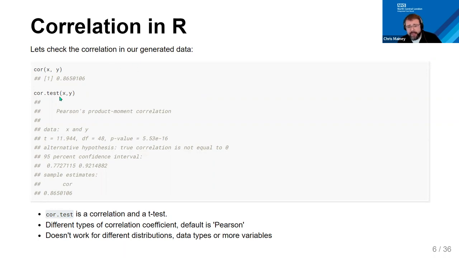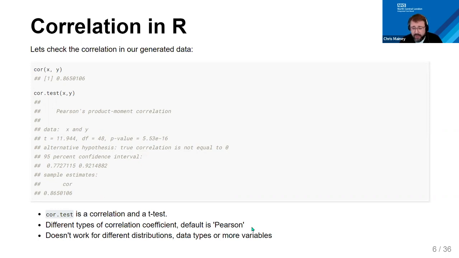Now, if you would like a statistical test with it as well, there's a function that rolls the two of them together, which is cor.test. It's a correlation test that's combined with a t-test. A t-test is about difference in means, essentially. But this is saying it is both positively correlated and whether or not that correlation is statistically significant. So depending on what you want to use, the Pearson correlation coefficient may or may not be the thing that helps you with that.